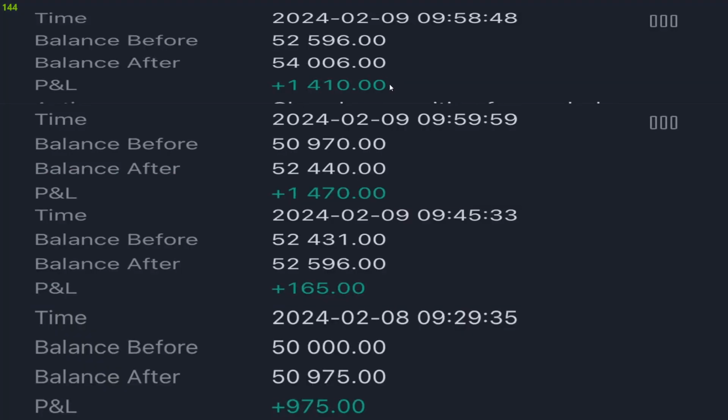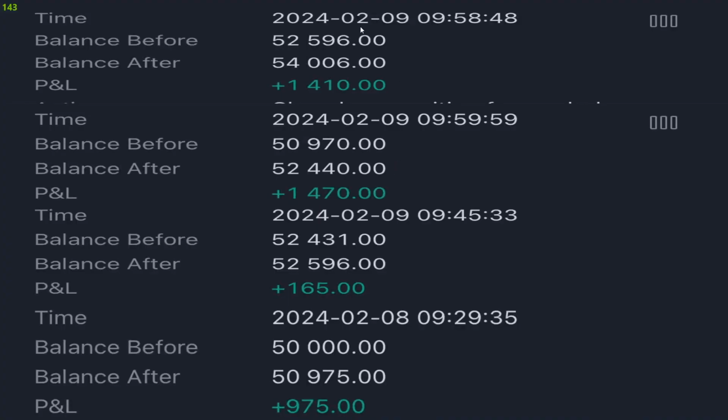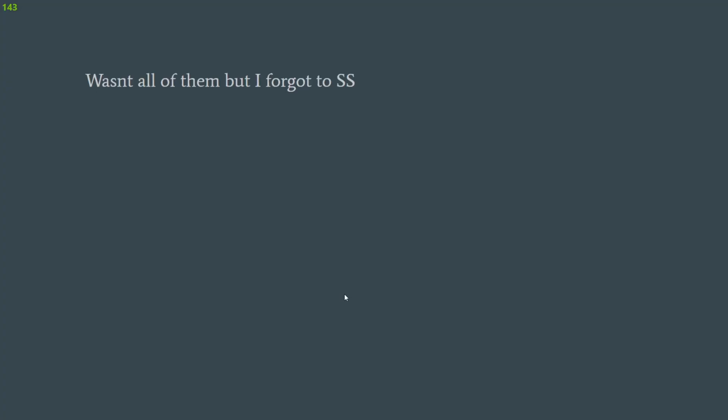Profits shown, as always, we had $1,400, $1,470, $165, and $975. Now, these were taken on demo, and Monday's profits aren't shown because I forgot to screenshot them. It wasn't all of them, but I forgot to screenshot. So obviously it was over $4,000, but this is all I could retrieve. But other than that, that's pretty much the end of the recap.